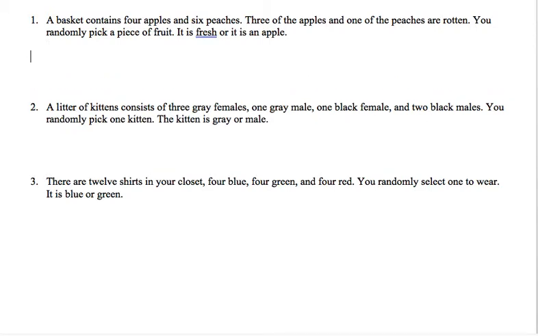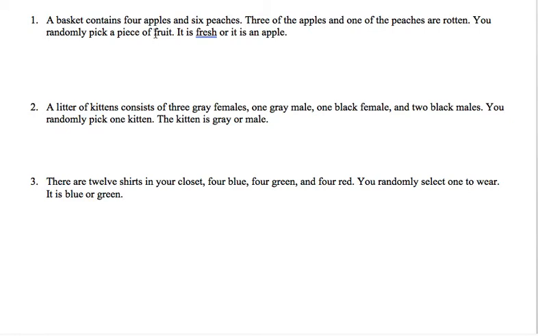We're not going to do any math. We're just going to decide what kind of compound events they are. So the first one says we've got a basket containing 4 apples and 6 peaches, so some fruit. And it also says 3 of the apples and 1 of the peaches are rotten. So I'm already thinking in my head the events are probably what kind of fruit we have and whether or not it's fresh or rotten.